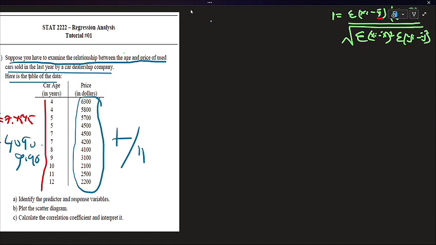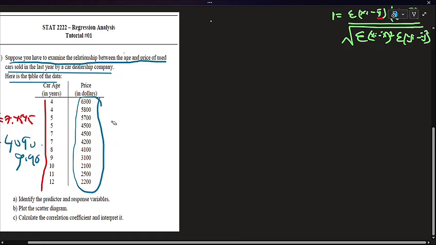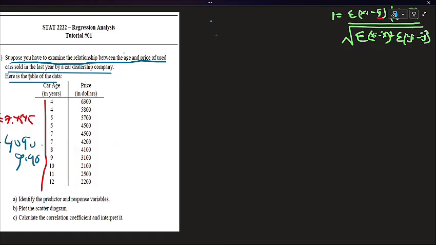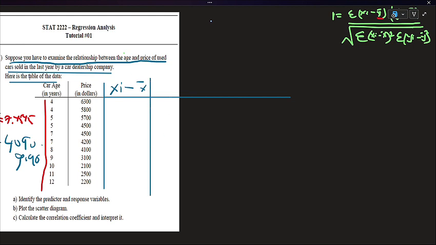So now you have to find the difference. In this table, you have to draw another line. Make this line big, a little bit beautiful, like this kind of line, then make this line down like this. Then here write xi minus x bar. Then in another column write yi minus y bar.